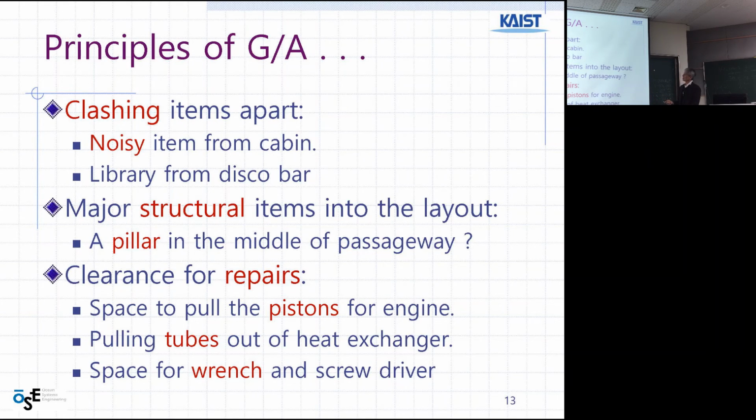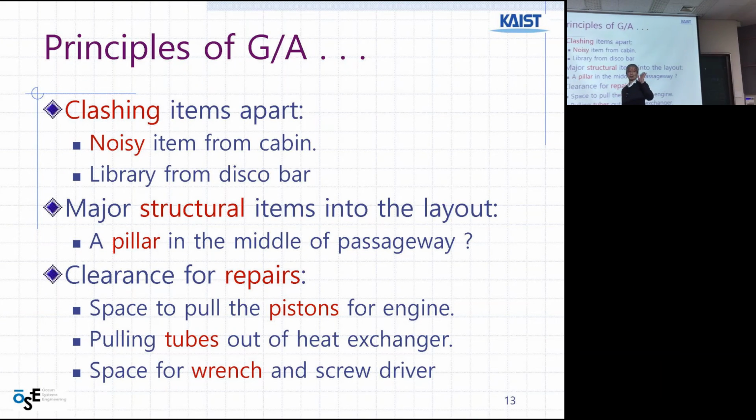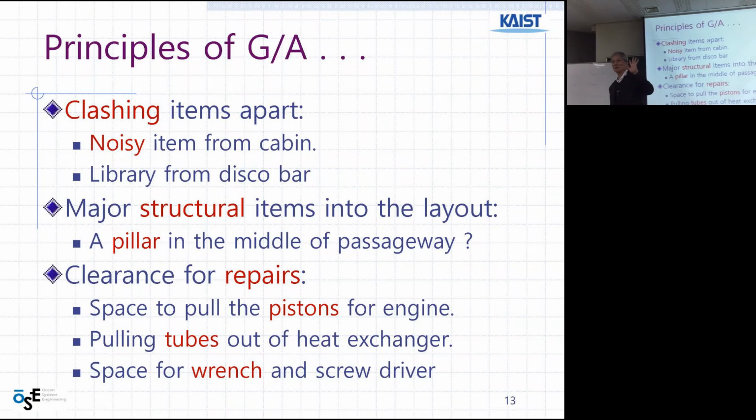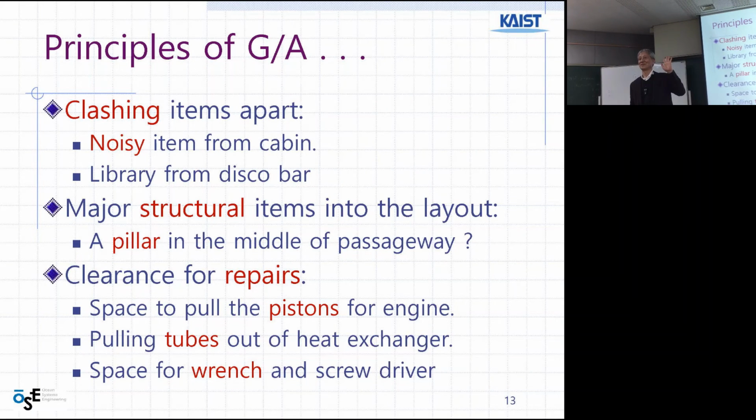So, major structure items in the layout, and a pillar in the middle of the passageway. Right? Have you been to a cruise ship? Have you seen a cruise ship in a film? Yes. There is a theater or big restaurant, right? Music hall, swimming pool, a dance floor or something. But they want to have a big theater, open space. A pillar is not good, right?